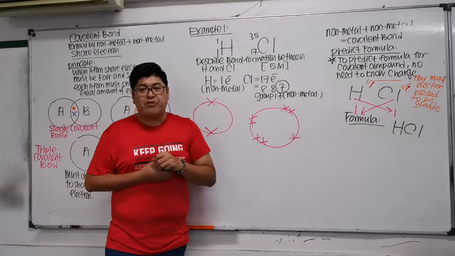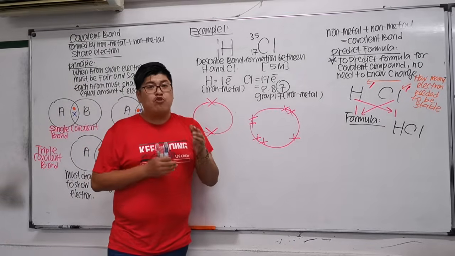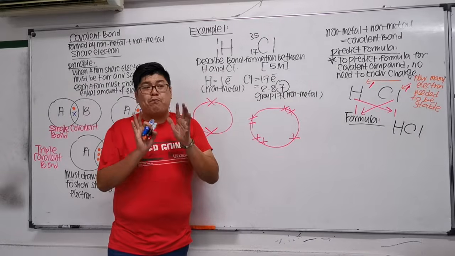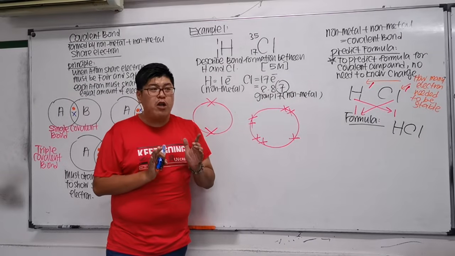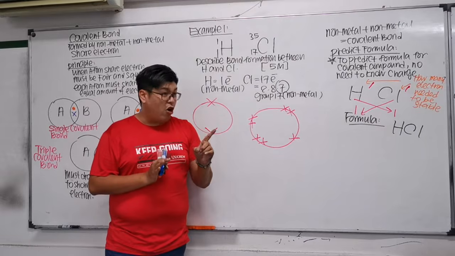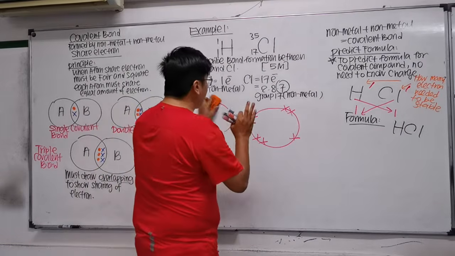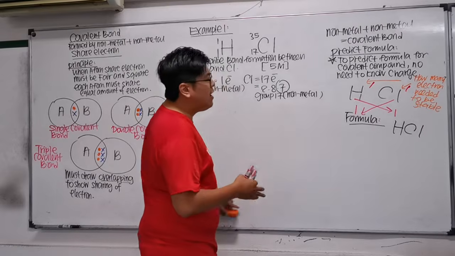So what I'm trying to tell and impress upon you is what? To predict the formula for a covalent bond is a bit special. To predict the formula for a covalent bond, you don't need the charge at all. Clear? Okay, now we have successfully predicted the formula for your HCl.